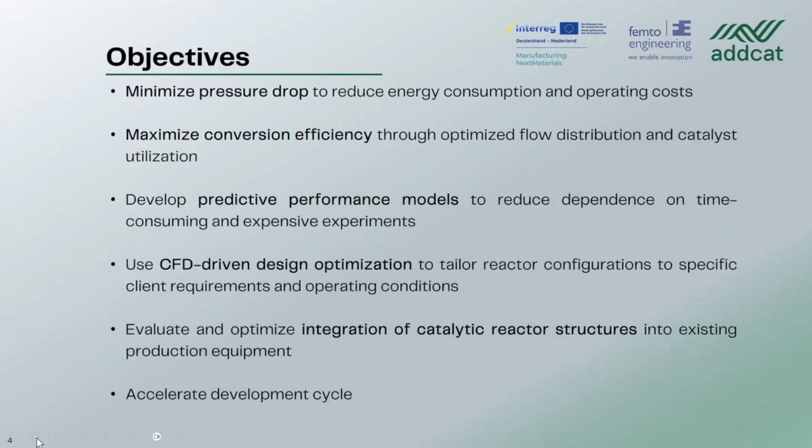The objectives that we wanted to achieve within this project are, first, to minimize pressure drop, which is the amount of resistance of your reactor structure, because this costs a lot of energy, and on the other hand, to maximize conversion efficiency. These are always parameters that are intertwined. With this, we want to develop more predictive performance, because we always spend a lot of time in the lab doing experiments, which is time consuming and can become expensive. But hopefully with these efforts, we have a more predictive performance.